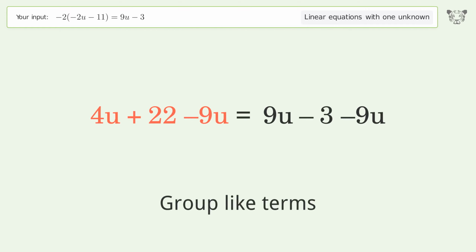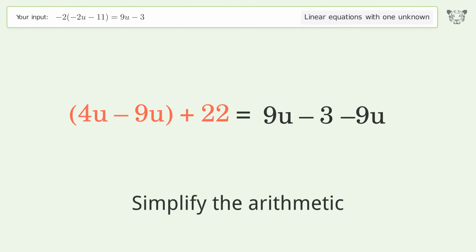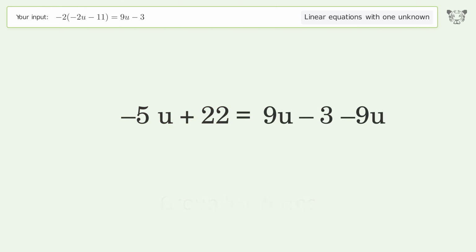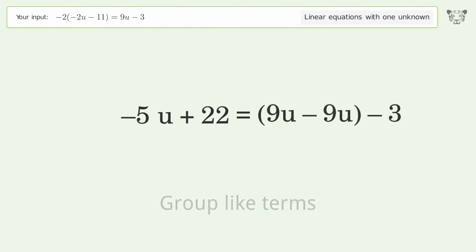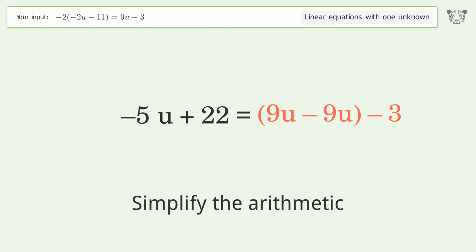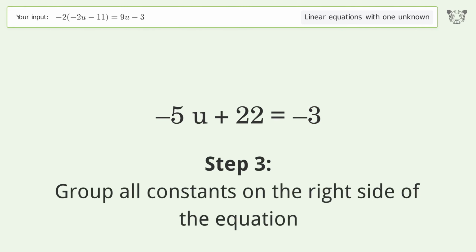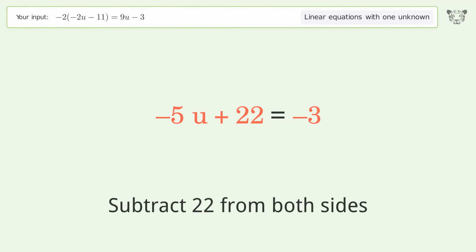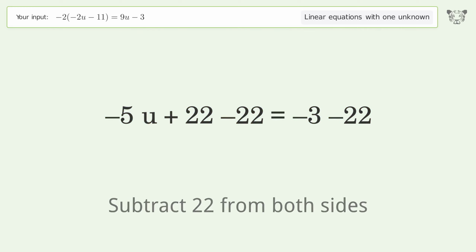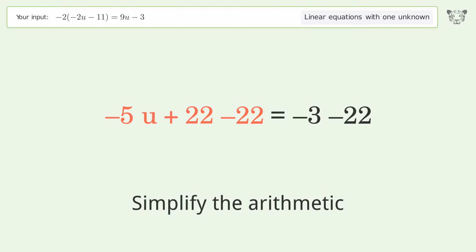Group like terms. Simplify the arithmetic. Group like terms. Simplify the arithmetic. Group all constants on the right side of the equation. Subtract 22 from both sides. Simplify the arithmetic.